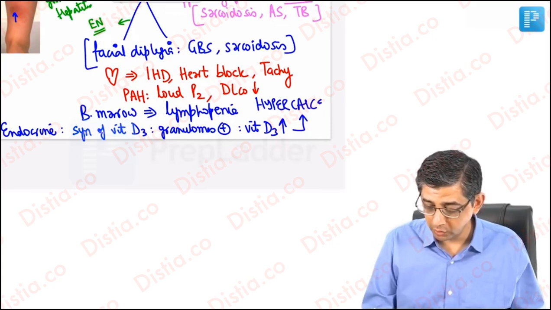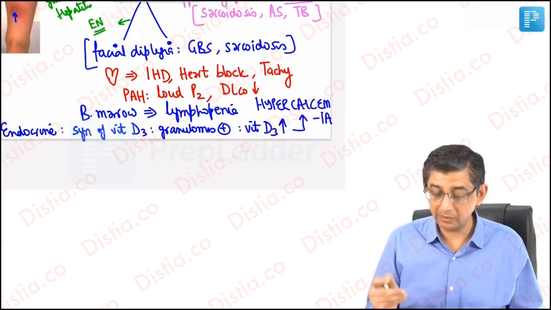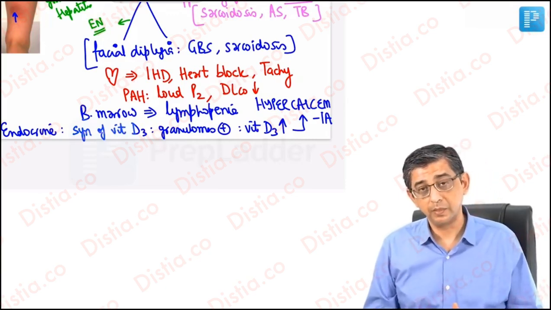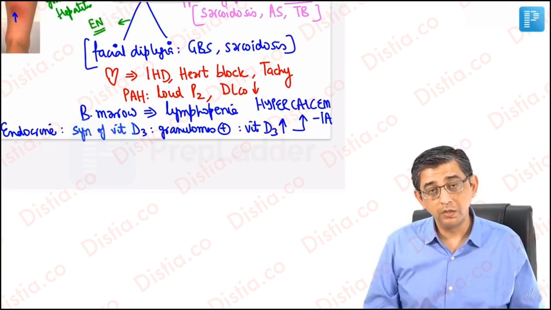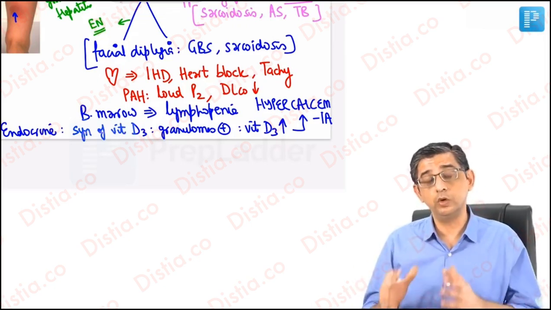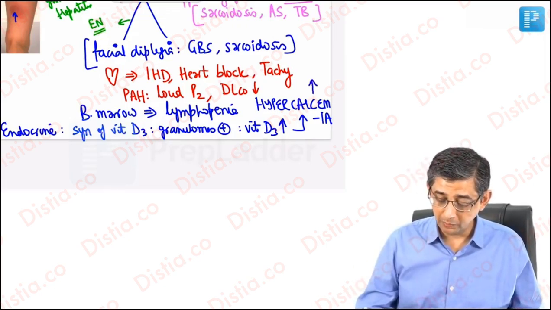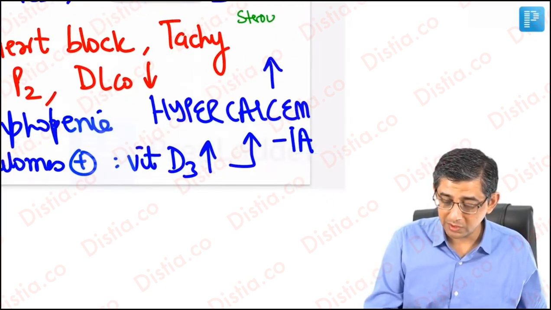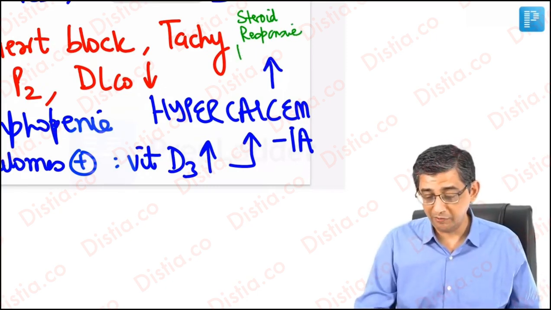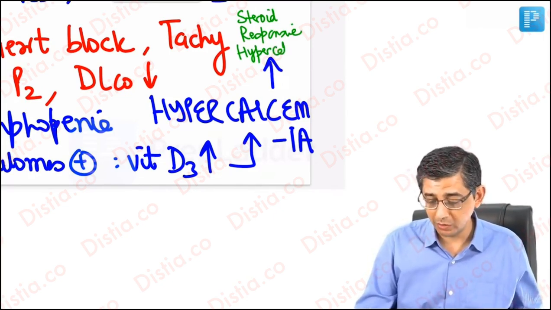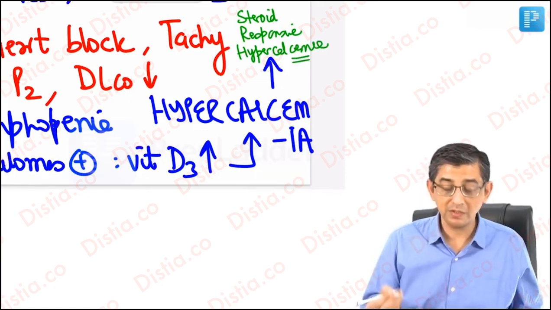And why the examiner wants you to remember that is because if you give steroids to these patients, sarcoidosis will improve, the granulomas will resolve, the synthesis of vitamin D3 will stop, and the calcium values will come down. So one important statement that I made in the endocrine section, but is being repeated at the moment, is that sarcoidosis is an example of steroid responsive hypercalcemia. I have taught you about steroid responsive nephrotic syndrome, that is minimal change disease, but today I'm teaching you that steroid responsive hypercalcemia is sarcoidosis.